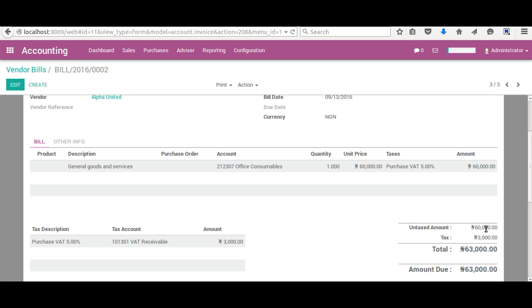So let me explain again. There is a 10% withholding tax we want to deduct on this service. 10% of 60,000 is 6,000. So that means that if I am paying this vendor for the service only, I will pay 60,000 less the withholding tax of 10%, which is 6,000, and that gives me 54,000. But I'm also supposed to pay the 3,000 VAT that he has charged me, legitimately, of course. So the total payment will then come to 54,000 plus 3,000, which is 57,000.